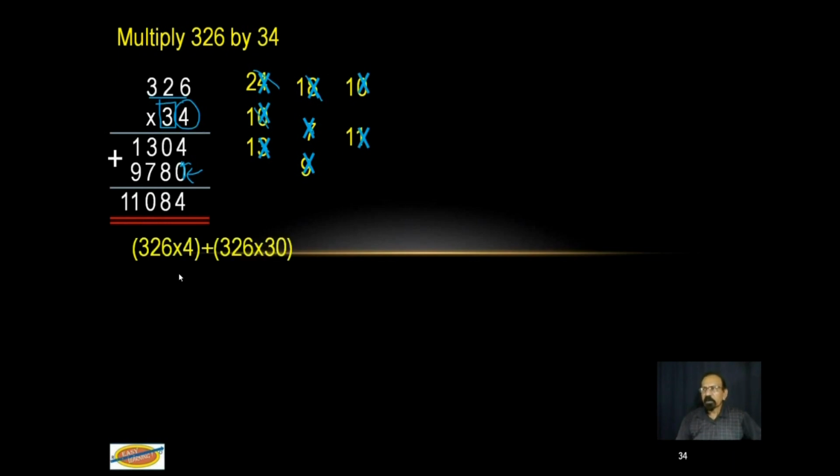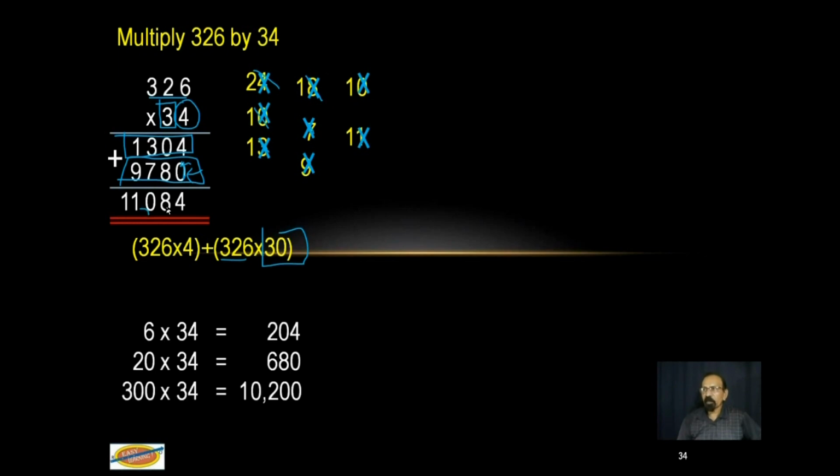So it is 326 multiplied by 4, that's this part here, plus 326 multiplied by 30, that's this part here. And so we add those two and we get this answer.